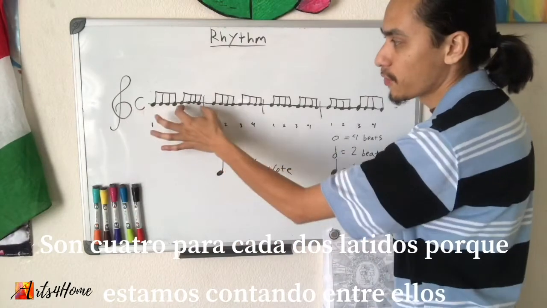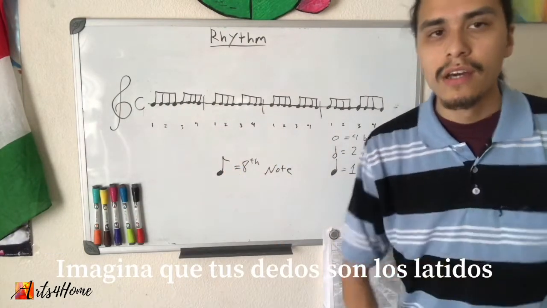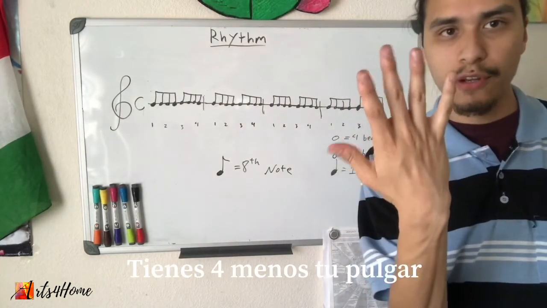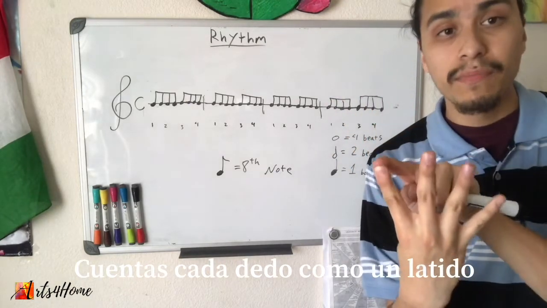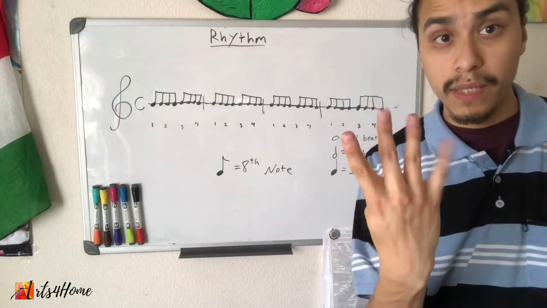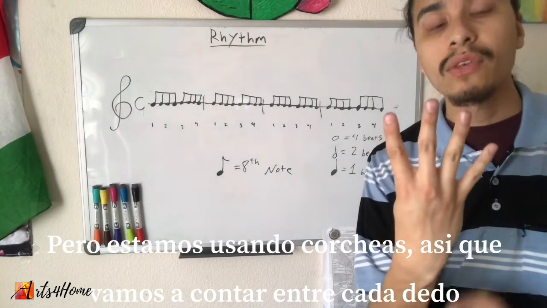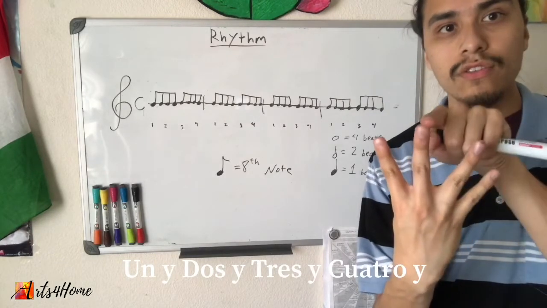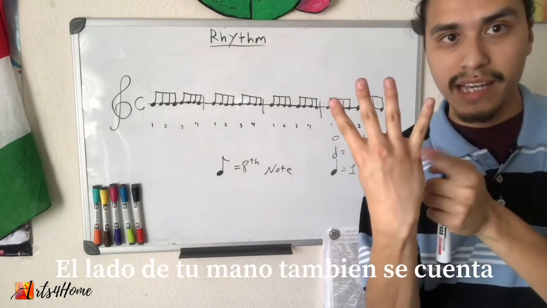So these are in groups of 4. We have 4 here, 4 here, 4 here, 4 here. Why 4? Because we're counting in between the beats, okay? So imagine all the beats are your fingers, okay? But except for your thumb. Pretend you don't have a thumb, and you're counting all your fingers, and that's a beat, okay? So 1, 2, 3, 4. Those are all 4 of your beats. But now we're using eighth notes that only last half a beat. So now you got to count the spaces in between your fingers. So you're counting 1 and 2 and 3 and 4 and we count the side of our hand.